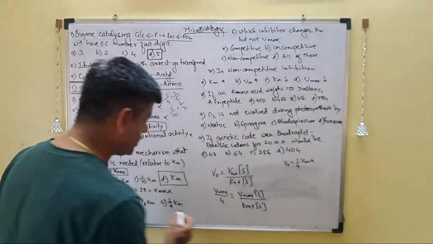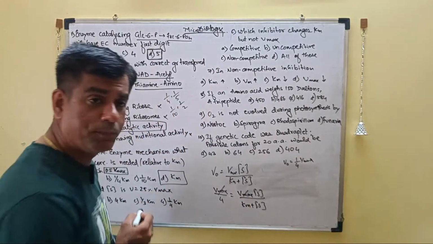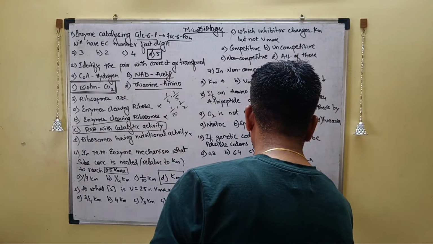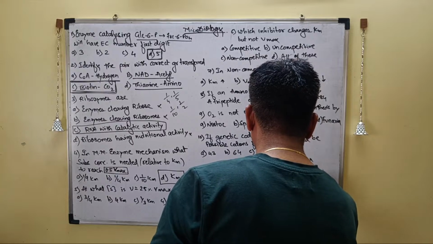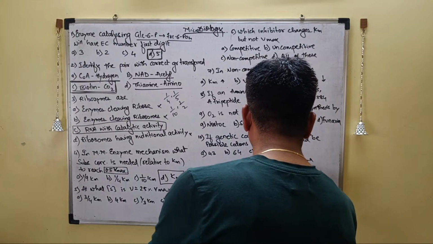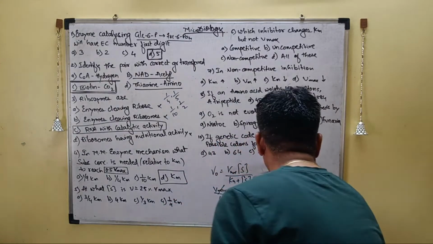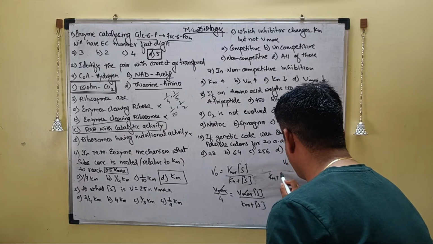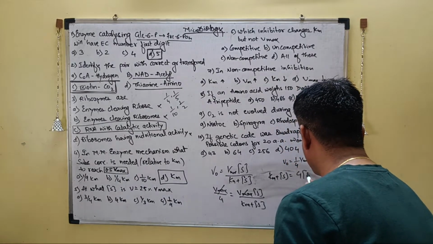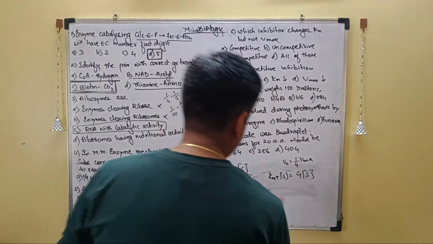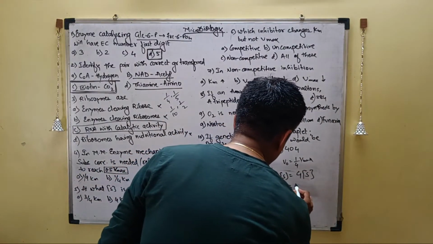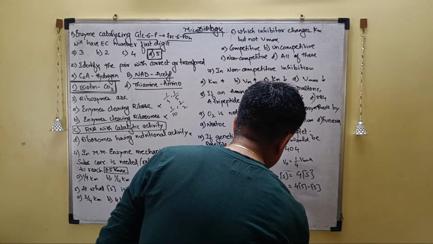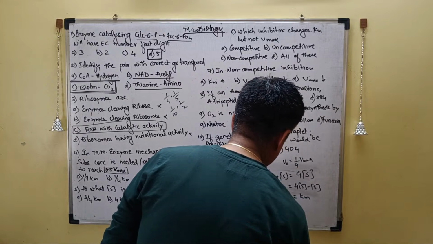According to the Michaelis-Menten equation, now this Vmax will get cancelled. I'll have 4 Km plus 4 times S. If I cross multiply, this goes over here. So Km plus S is equal to 4S. So Km will be equal to 4S minus S. So 3S will be equal to Km.